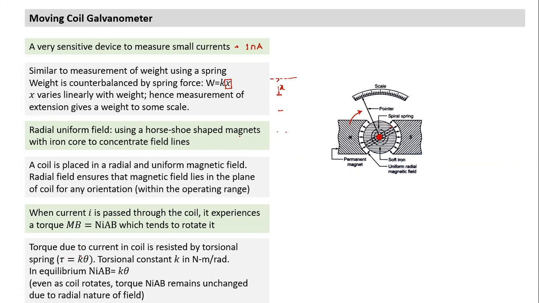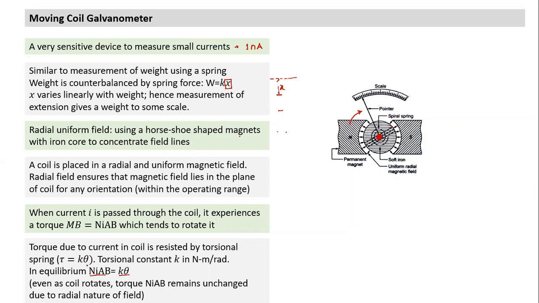What is the unit of the torsional constant? K has the same unit as torque divided by theta. The unit of torque is Newton meter, so K is in Newton meter per radian. That's the torsional constant. So there are two torques here: one is the rotating torque, one is the resisting torque. It will come to a state of equilibrium where the two torques become equal. So what is the condition for equilibrium? In equilibrium, the rotating torque will be equal to the resisting torque.